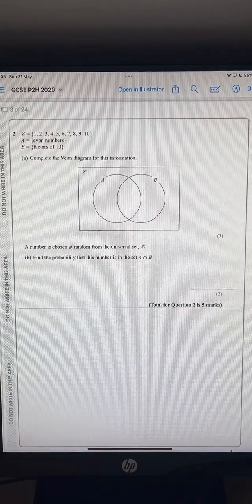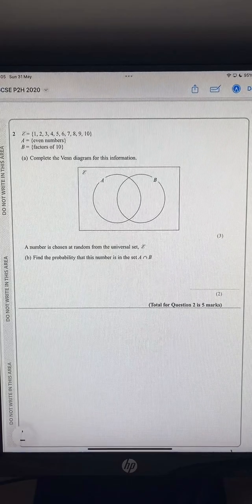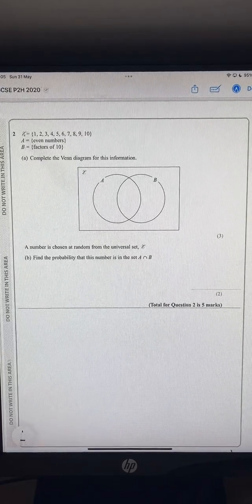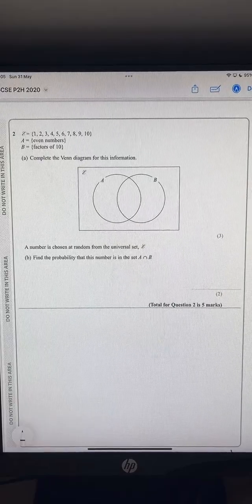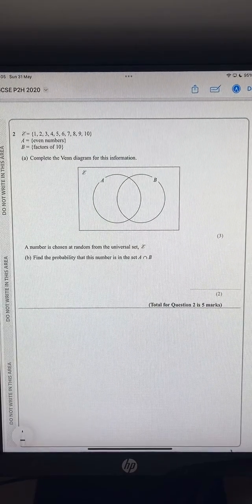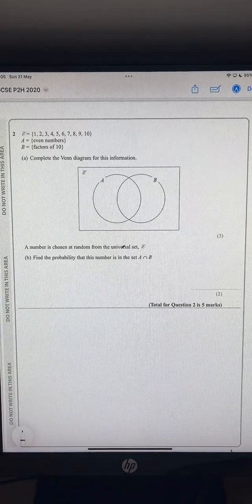Moving on to question 2, a nice little Venn diagram question. This is the universe, the set of all values for our Venn diagram, which is just 1 through 10. A is going to be equal to the even numbers, and B is going to be equal to the factors of 10. It's a calculator paper, 2 marks, and it doesn't specify to show your working.